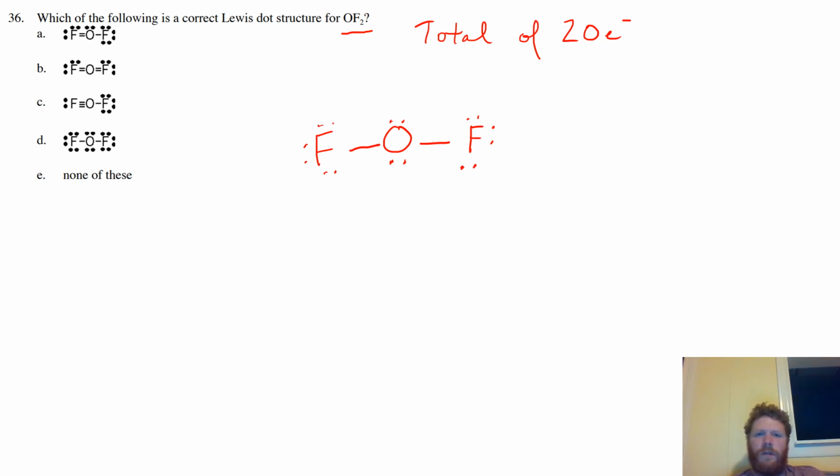2, 4, 6, 8, starting from the left, 10, 12, 14, 16, 18, 20. So 20 electrons have been drawn. Is this molecule content? Well, based on the fact that we've drawn exactly the number of electrons that we had at our disposal, each atom has a satisfied octet. Yeah, you can go ahead and write this off and say that it's in good shape.